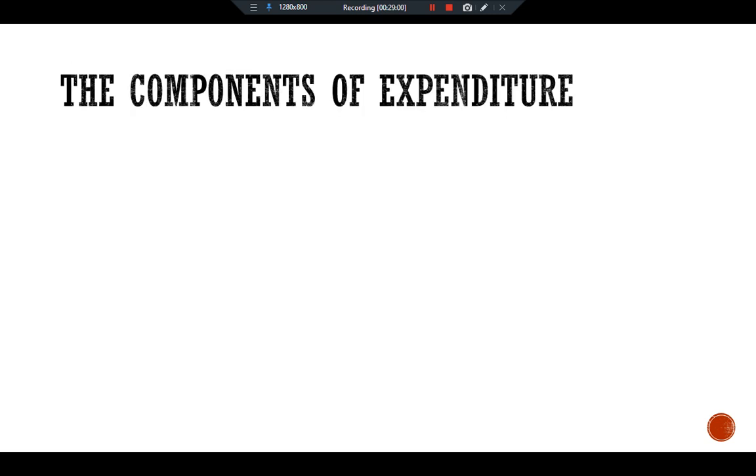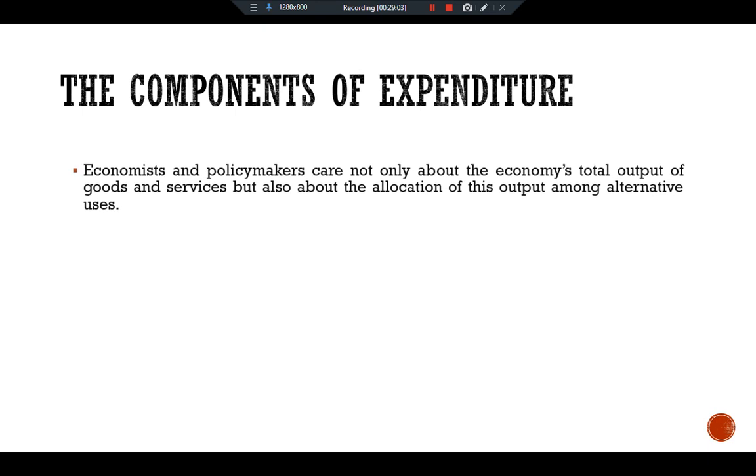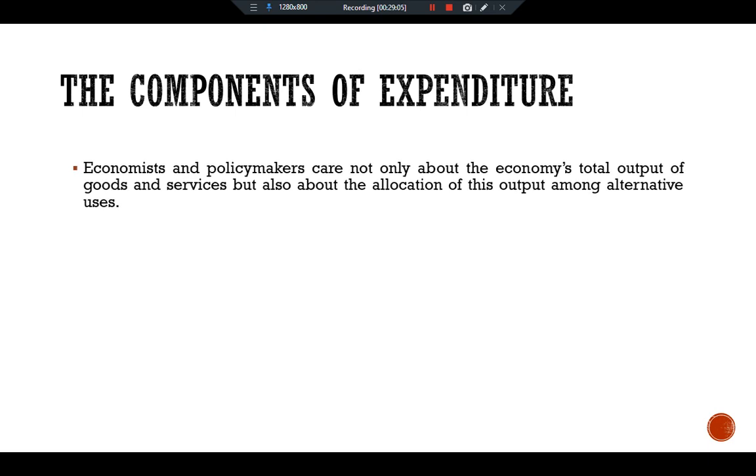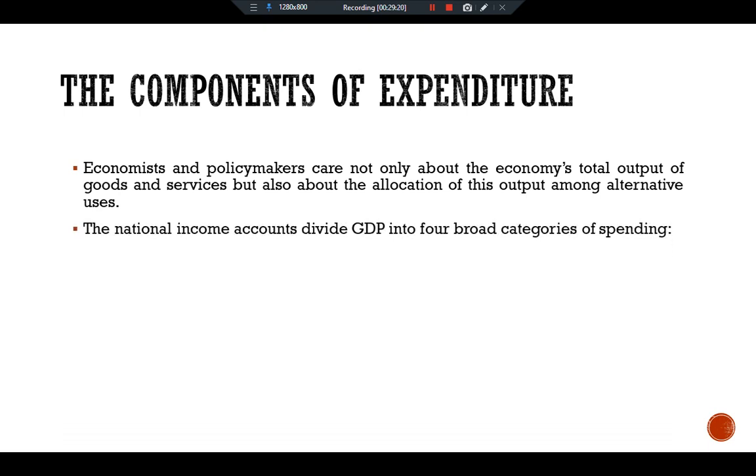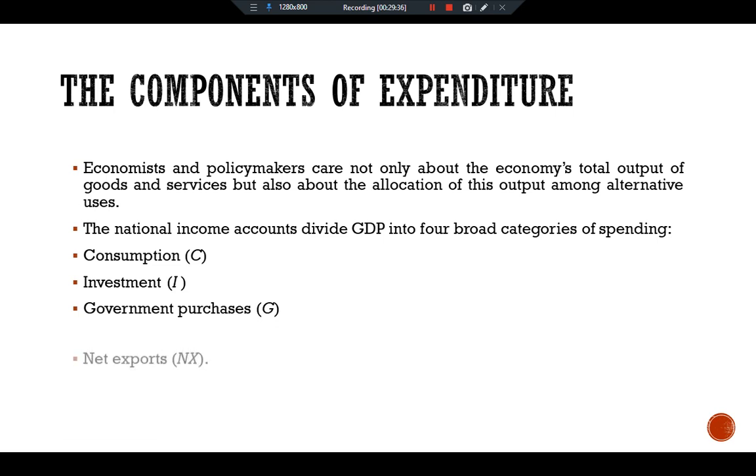Here, components of expenditure. Economists and policymakers care not only about the economy's total output of goods and services, but also about the allocation of this output among alternative uses. The national income accounts divide GDP into four broad categories of spending. The first one is consumption, the second one is investment, then government purchases, or G, and net exports.